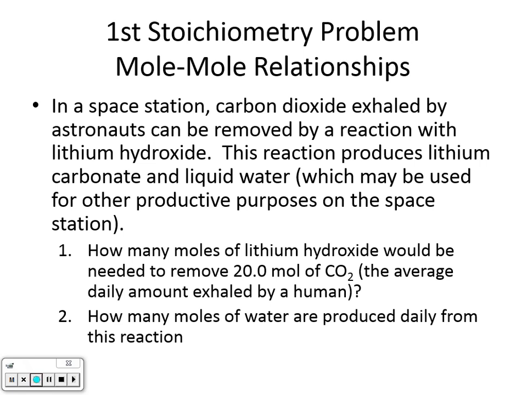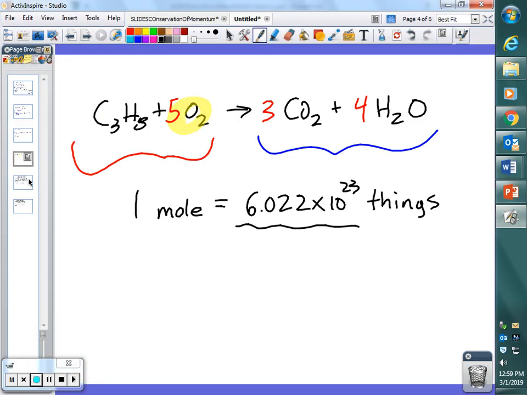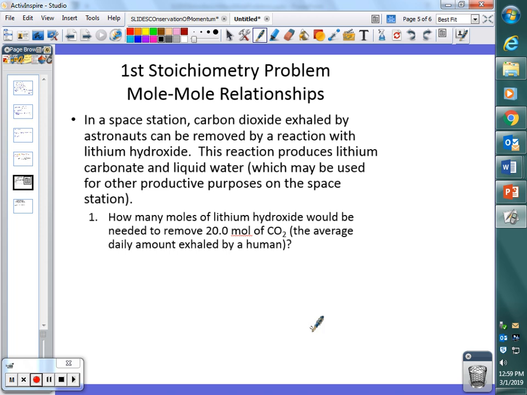So it says, in a space station, carbon dioxide exhaled by astronauts can be removed by a reaction with lithium hydroxide. This reaction produces lithium carbonate and liquid water, which could be good because we could use that to drink, because we need that water on the space station. Okay? So, question number 1 says, how many moles of lithium hydroxide would be needed to remove 20 moles of carbon dioxide, which is the average daily amount that's exhaled by a human?